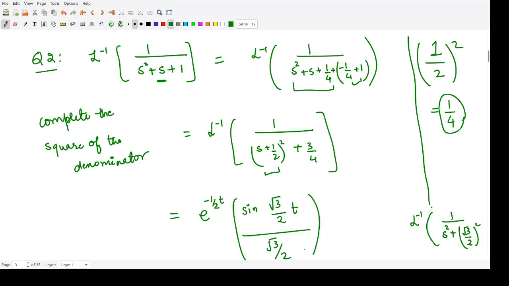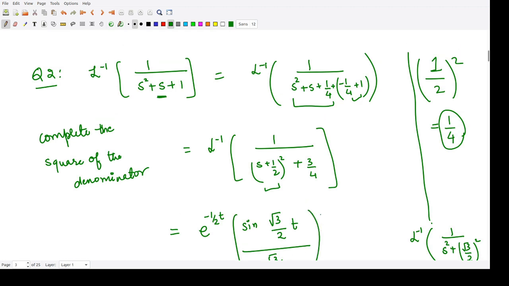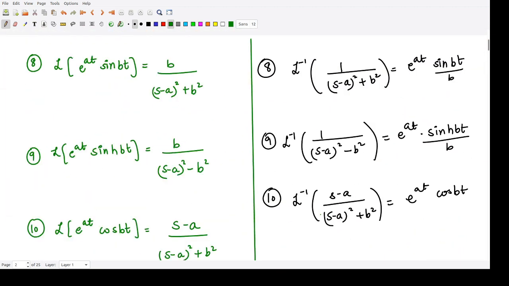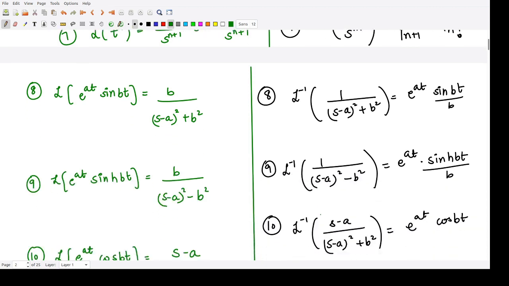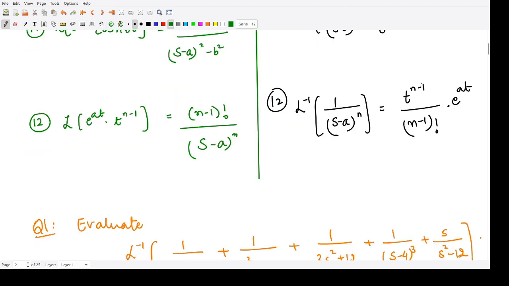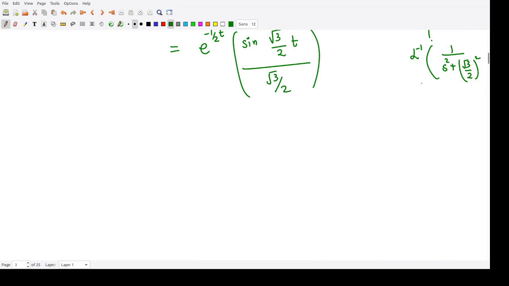So this is the Laplace inverse finally, because the Laplace transform of this term is equivalent to this term. So this is the final answer.